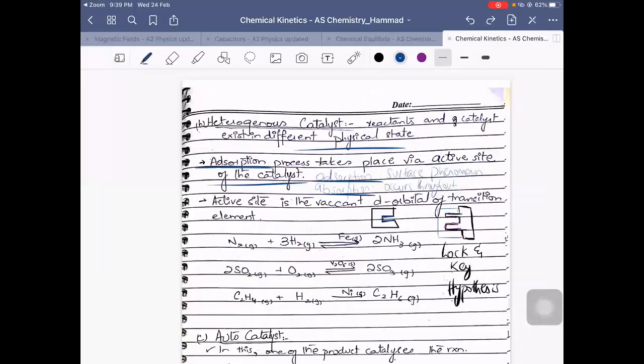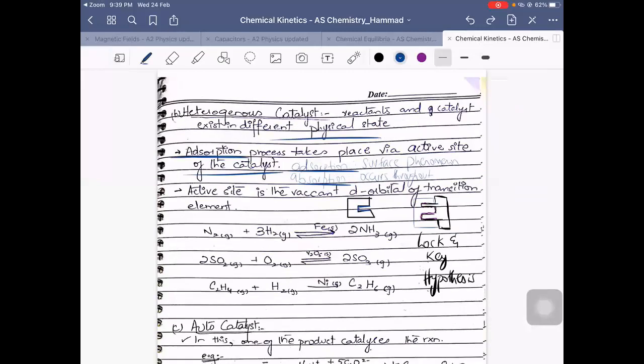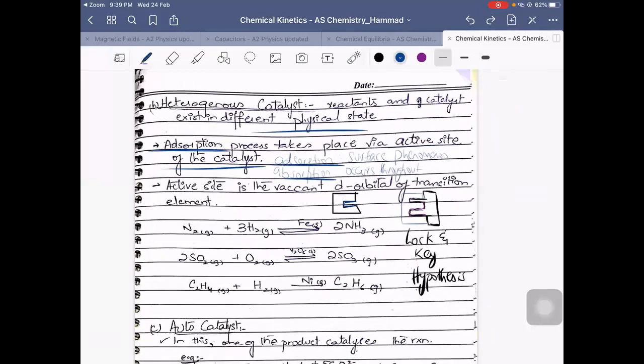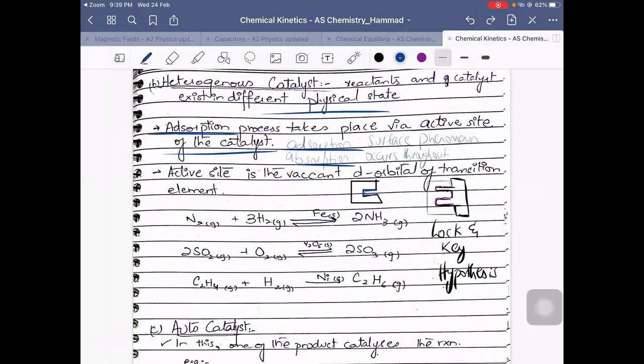So for a catalyst to react, its active site must be occupied in the right way by the substrate. This is the lock and key hypothesis. So adsorption takes place via the active site of the catalyst. Active site is the vacant d orbital of a transition element. You knew from O levels that transition elements are specifically used as catalysts, right?